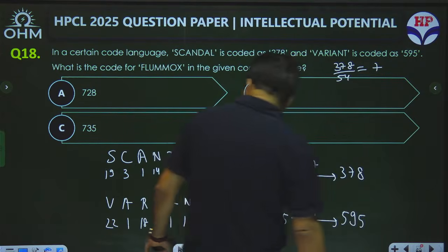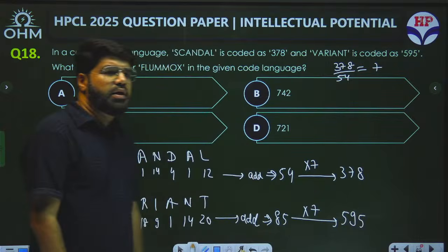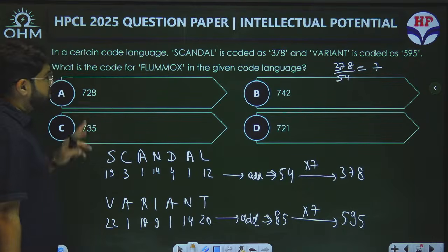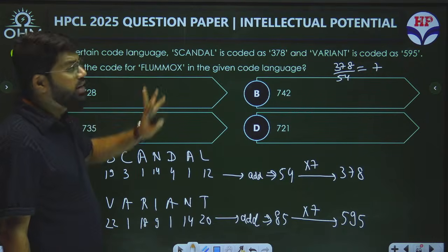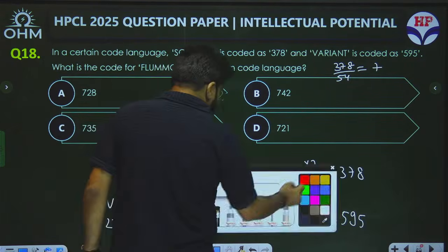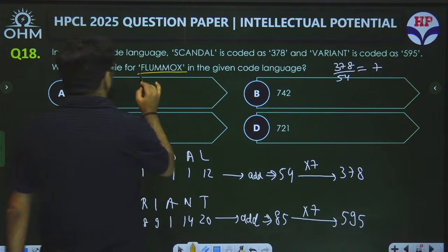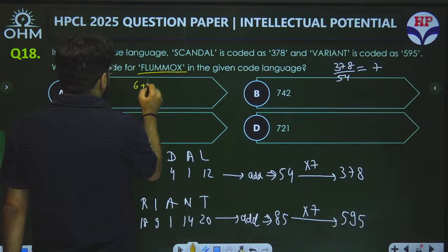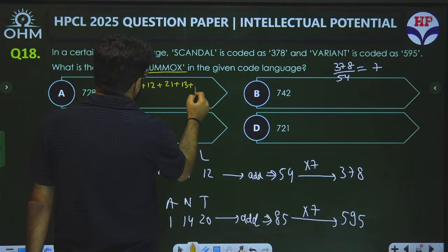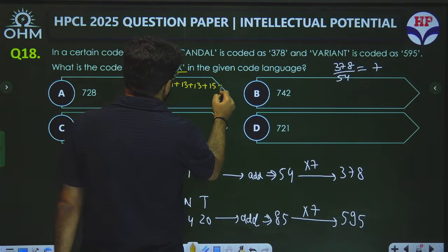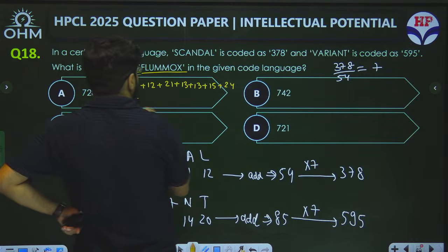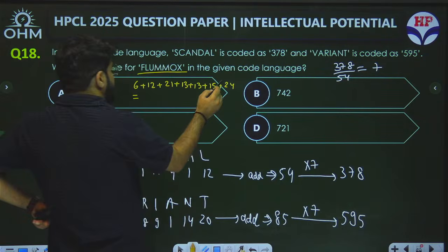So what is the logic? Sum of these positions into 7. And why probably into 7? Because all words are 7 letter combinations. Maybe that is why into 7. Now, what is Flumox by the same logic? F is 6, L is 12, U is 21, M is 13, and again M 13, O is 15, and X is 24. This addition itself is how much? 18, and this is 39, 52, 65, 80, and 104.